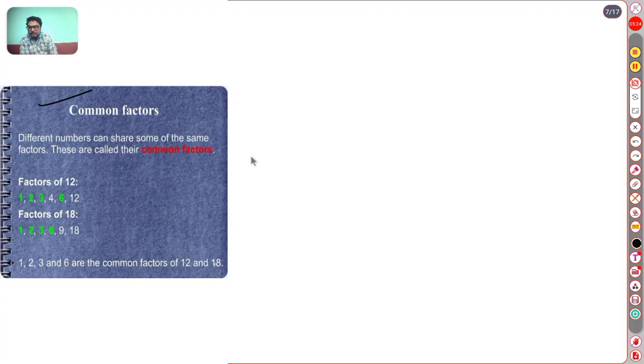Common factors. If we take any two numbers and determine their factors, then the factors which come in both the numbers are called the common factors. Let us see by an example.